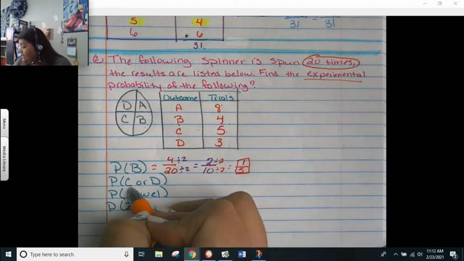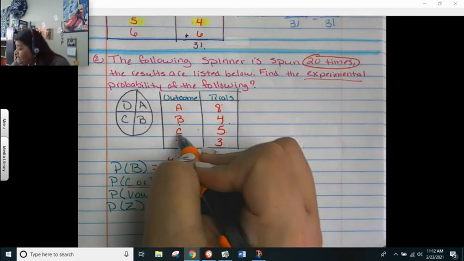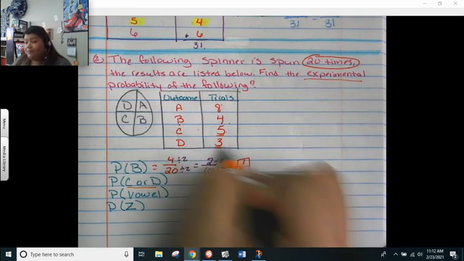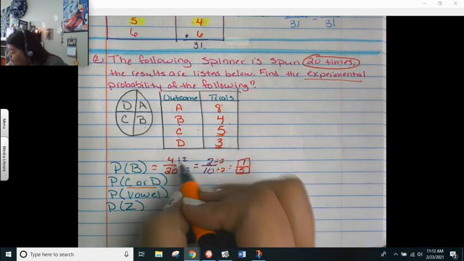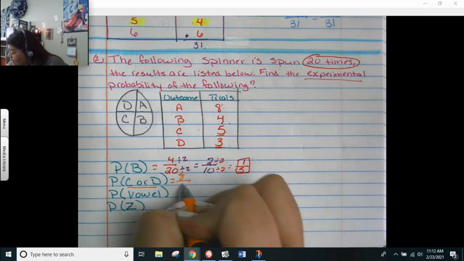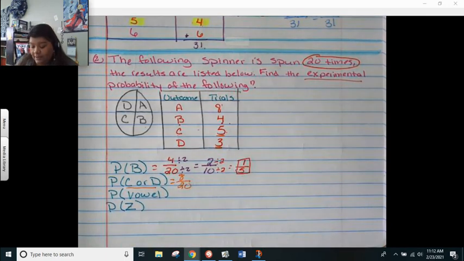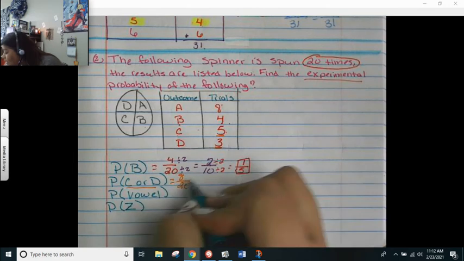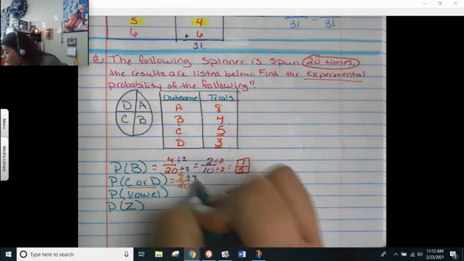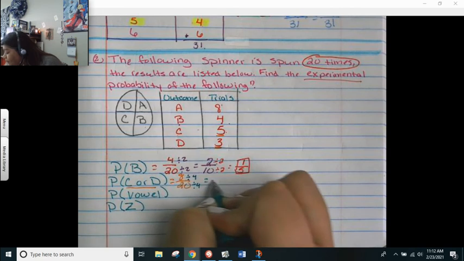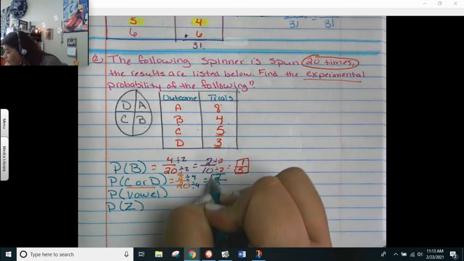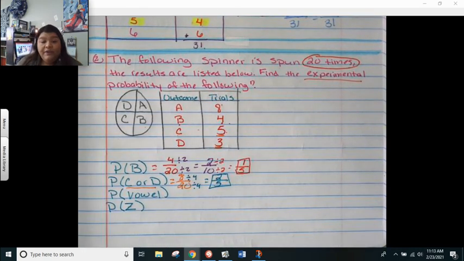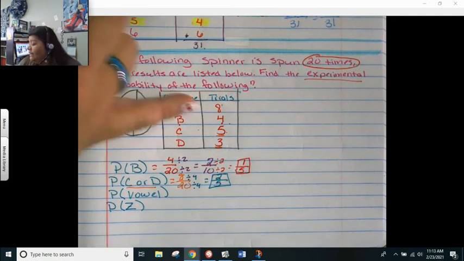Let's do the next one. The probability of a C or D. So C is 5, D is 3. So you add them together. 5 and 3 is 8. So 8 out of 20. I should have skipped a line in between. That's going to be messy. 8 out of 20. I'm going to simplify these by 4. You could have done by 2 as well. 8 divided by 4 is 2. 20 divided by 4 is 5. So that one I had a 2 in 5 shot of landing on a C or D. And we're looking at the trials here.